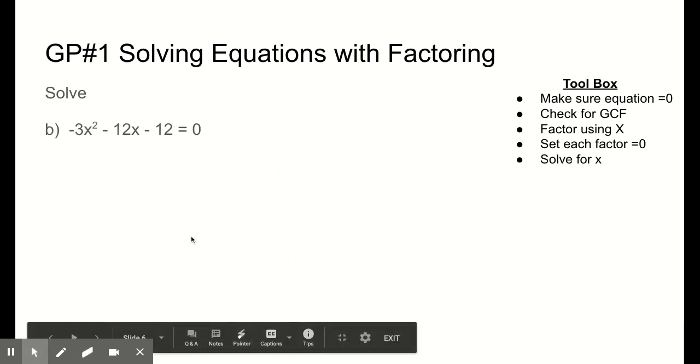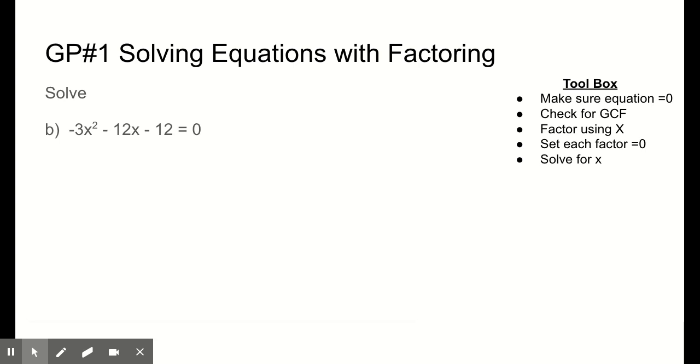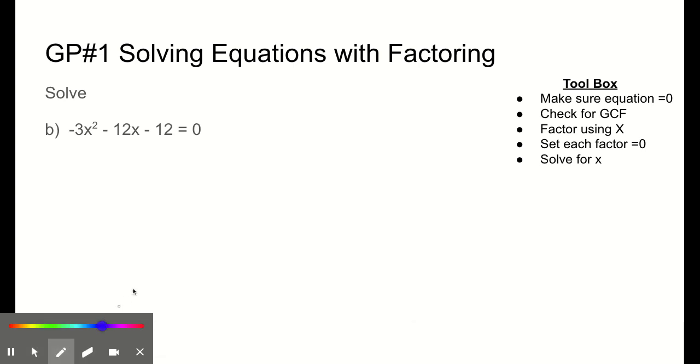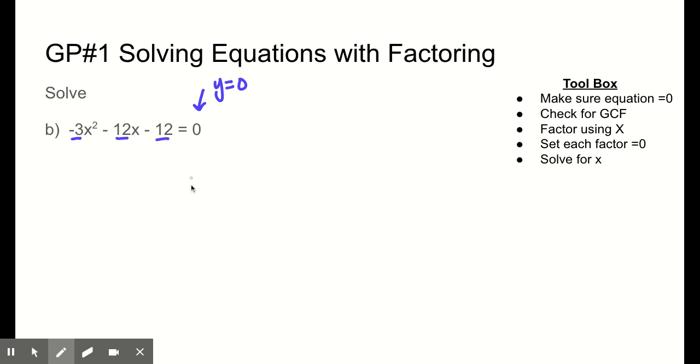Okay, all right, so here we are. We have negative 3x squared minus 12x minus 12 is equal to 0. So again, we're looking for where y equals 0. We're looking for those x-intercepts. First thing we need to do is make sure the equation equals 0, which we have. Check for a GCF. So here we have negative 3, negative 12, and negative 12.